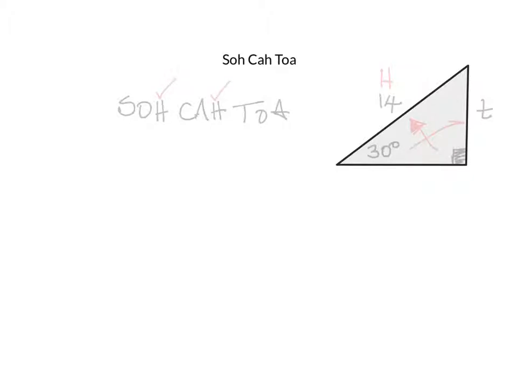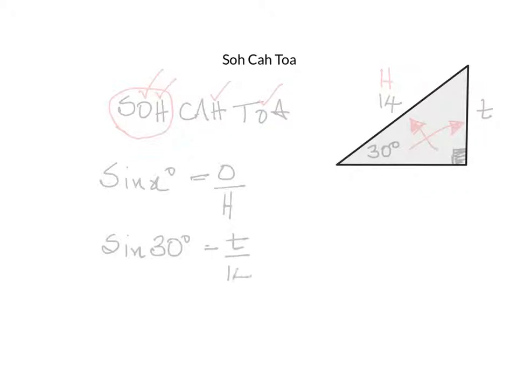This is the opposite side because it's opposite the marked angle. So I'm going to tick O and I'm going to tick O here. That tells us that we're going to be using the sine ratio. Sine of x degrees equals O over H. And the angle is 30 degrees. The opposite side is T and the hypotenuse is 14.